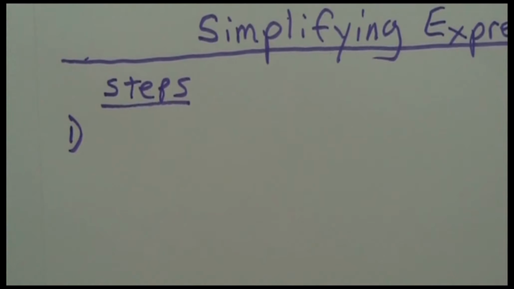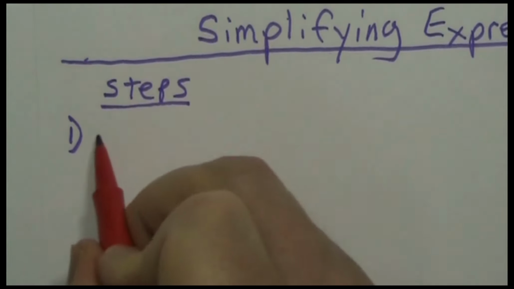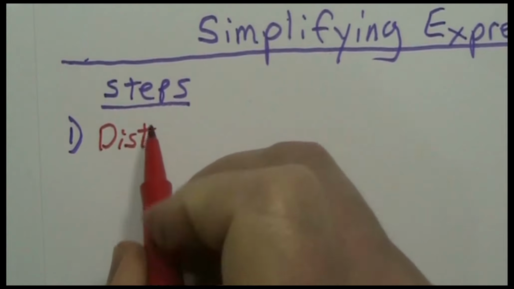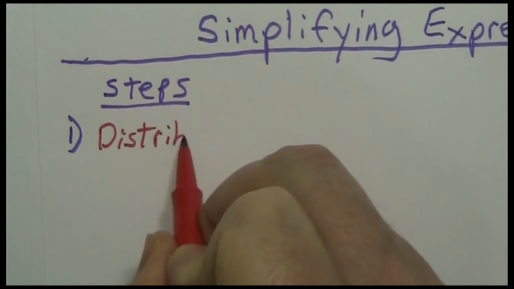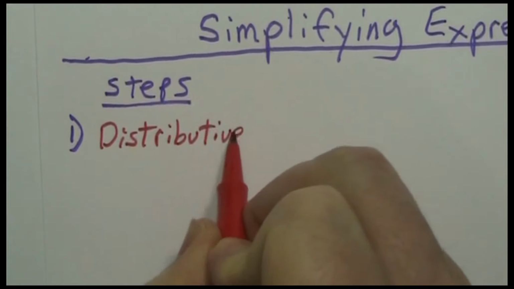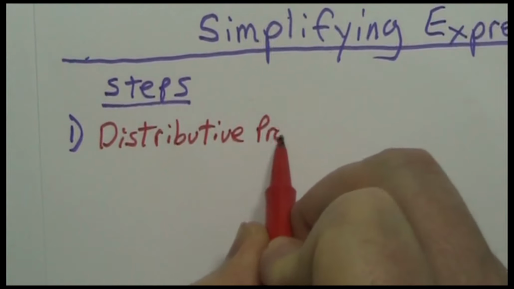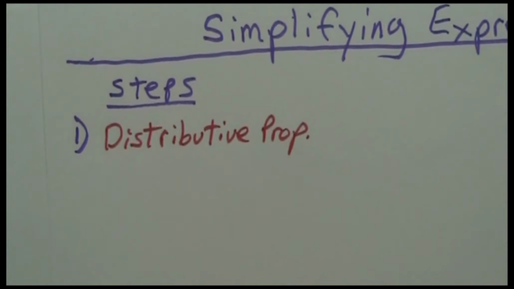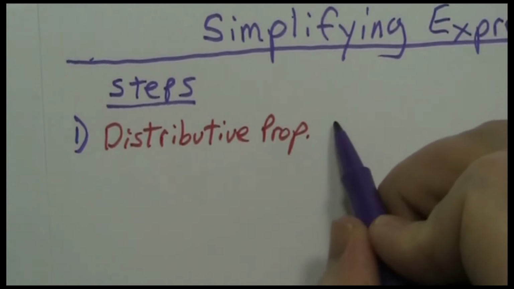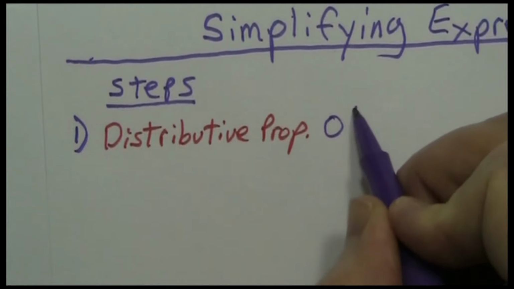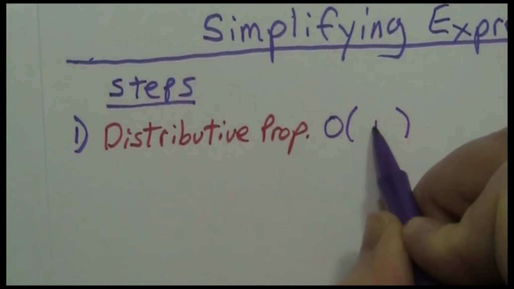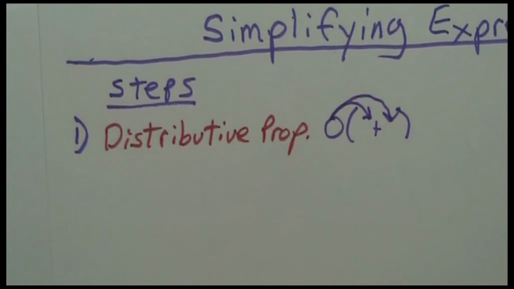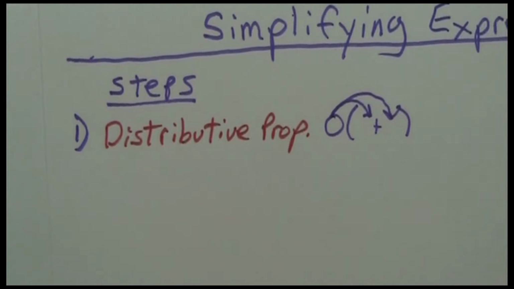Okay, our first step is going to be distributive property. Distributive property. And that's simply taking the outside number times each one inside. That's the distributive property.